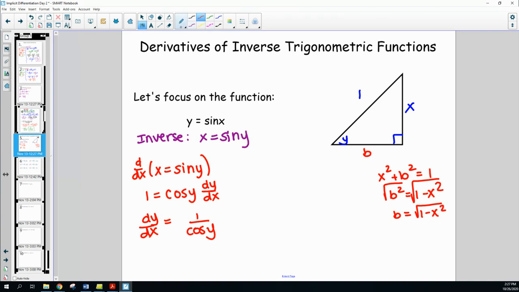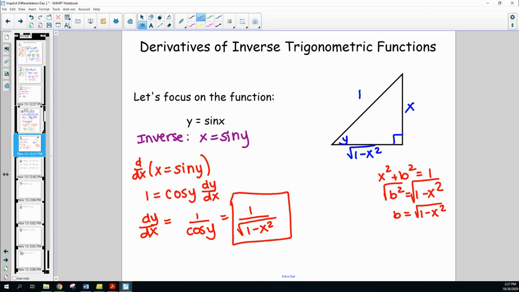So the side that we called b is the square root of 1 minus x squared. Looking at my derivative, where I have 1 over cosine y, here is angle y. The cosine, using the triangle, is adjacent over hypotenuse. The adjacent is the square root of 1 minus x squared, and the hypotenuse is 1. So we have 1 over the cosine, which is 1 over the square root of 1 minus x squared over 1, which is just that. So the derivative of the inverse function of sine is equal to this.